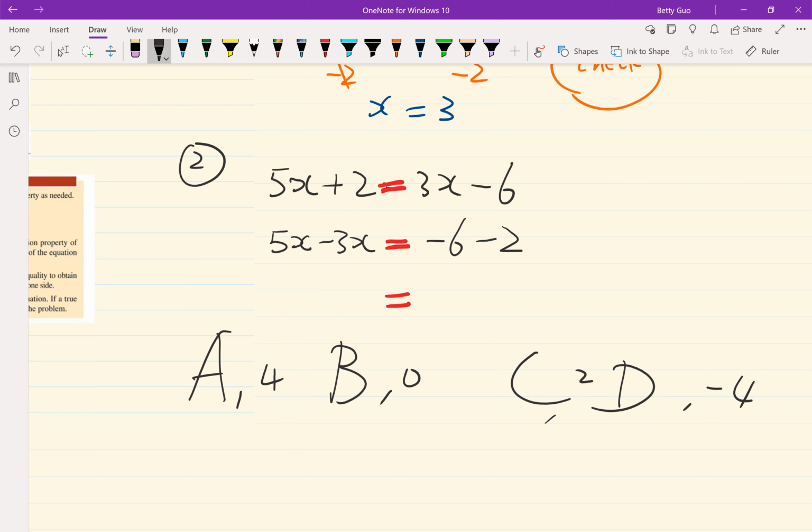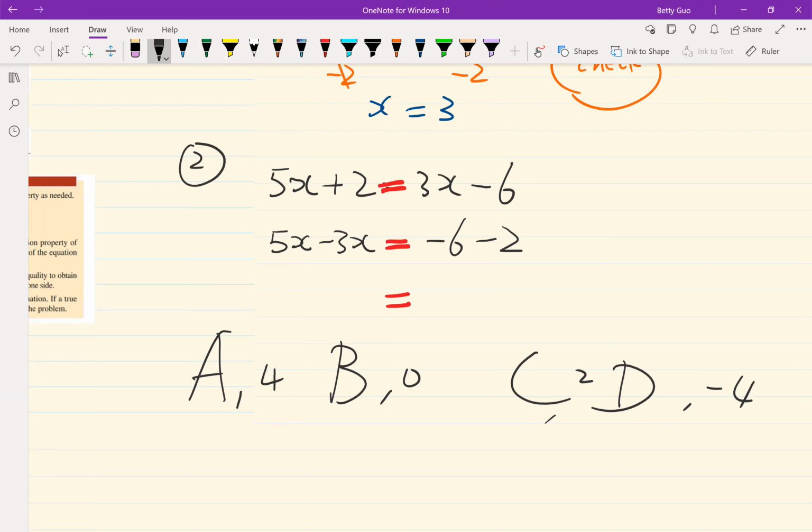You plug in. Let's say A is 4, right? You plug in here, 4. 5 times 4. What is 5 times 4? 20. 20 plus 2, 22. So the left-hand side is 22. Right-hand side, 3 times 4, 12, right? 12 minus 6, 6. 22 equals 6. Is that a true statement or a contradiction? Yeah, so you do not choose A. See that? That's how you know, okay?